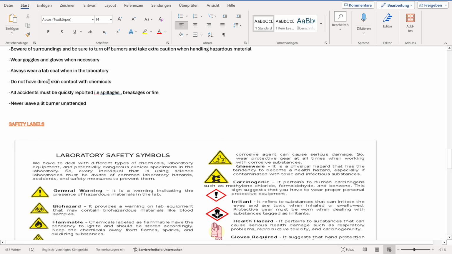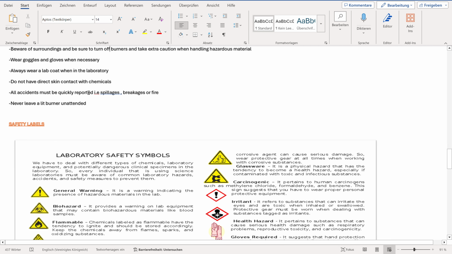Okay, do not have direct skin contact with chemicals. Like I said before, some chemicals are corrosive, others are irritants on skin. Okay, so do not have direct contact with chemicals. Then we move on to the next laboratory safety rule. All accidents must be quickly reported, that is spillages, breakages, or fire. So all accidents must be quickly reported to whoever is in charge, whether it's your instructor, your science teacher, or your lab tech.